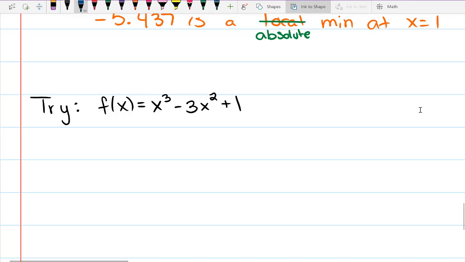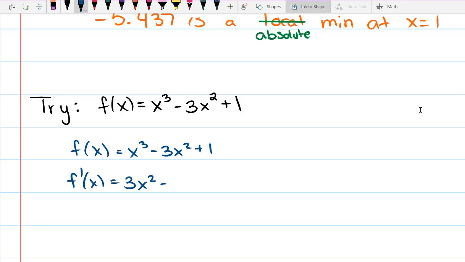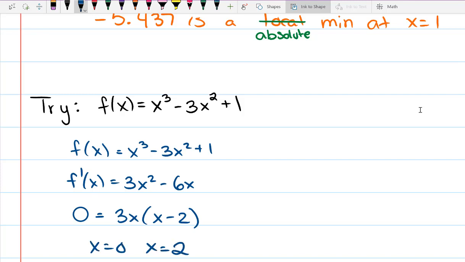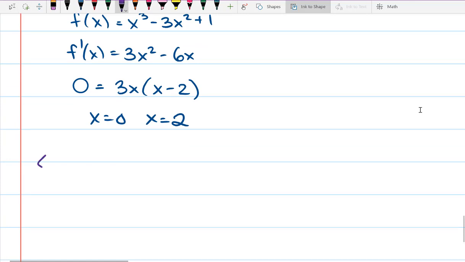So what we do is we take the derivative. If f of x is x cubed minus 3x squared plus 1, then f prime of x is 3x squared minus 6x. So we set this equal to 0. You get 3x times (x minus 2), and we get x equals 0 and x equals 2. So now we're going to make the sign chart. And again, keep in mind the sign chart is not proof for an AP test.